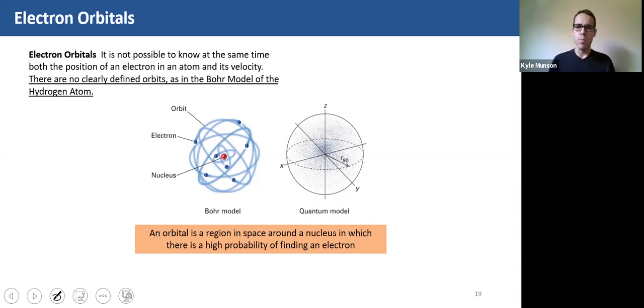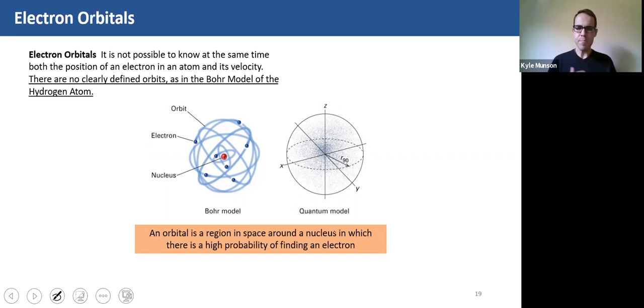And so electron orbitals, what we can think about is it's not really possible to know at the same time both the position of an electron and its velocity, according to the Heisenberg uncertainty principle, which we don't have to worry about, but for now you can just know that it's not possible. So there are no clearly defined orbits, like the Bohr model would suggest. In the Bohr model, you have the nucleus, which is like the Earth, and the electron is like the moon, kind of orbiting the Earth. That's not really how it is. It's not planets around an orbit.